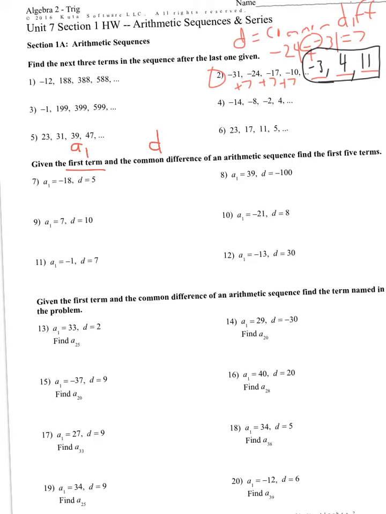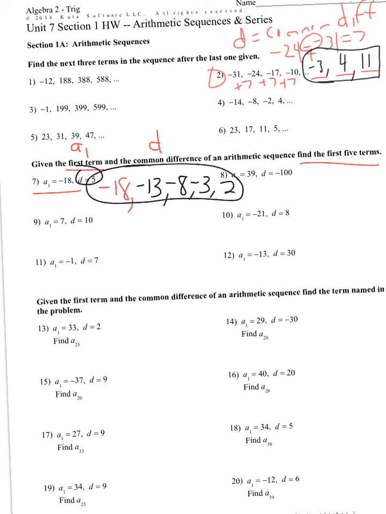So this one says find the first 5 terms. Now A1 is the first term, so we got negative 18. That's my first term. To find my next term, my common difference is D, so I want to add 5 to negative 18. Well, that's going to be negative 13. Then I want to add 5 to negative 13, my second term, which is going to be negative 8. And I want to add 5 to that, which is going to be negative 3. And then I want to add 5 to that, which gets us into the positives, positive 2. There is my first 5 terms of that particular sequence.